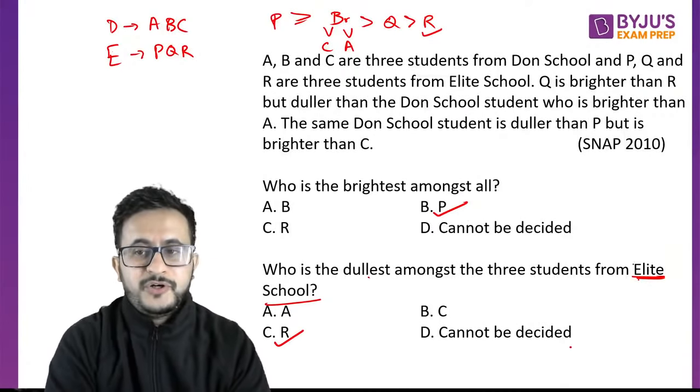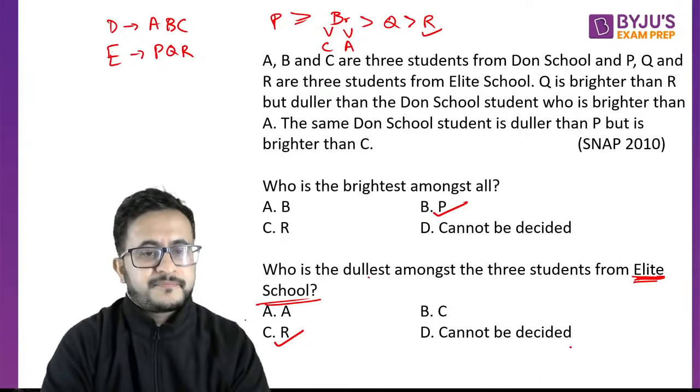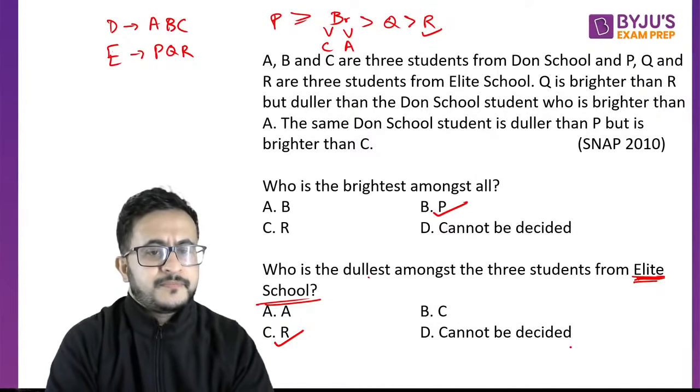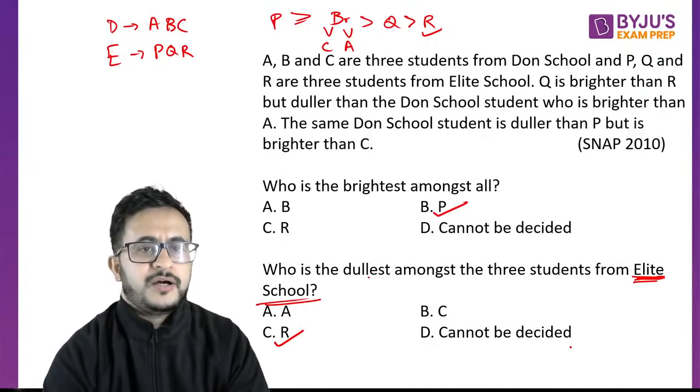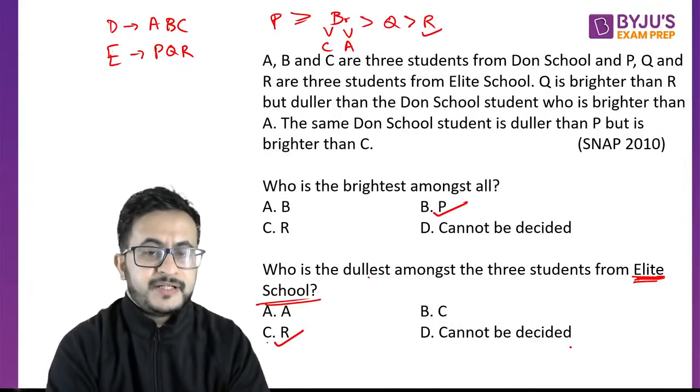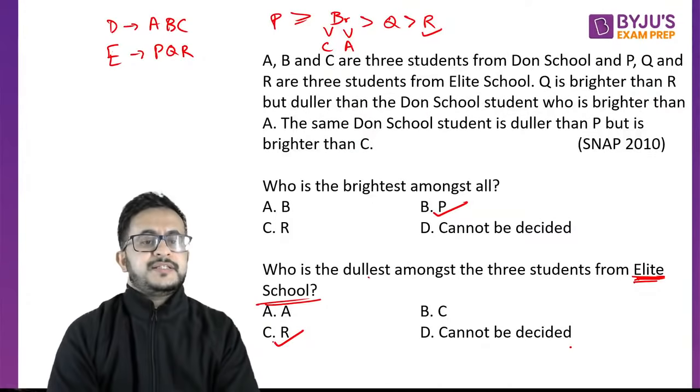Okay, so many of you did not read this part. Okay, the answer is R. It is asking from this particular school, it is not saying amongst all. Amongst all you cannot decide, but from this school you can say R is the dullest.